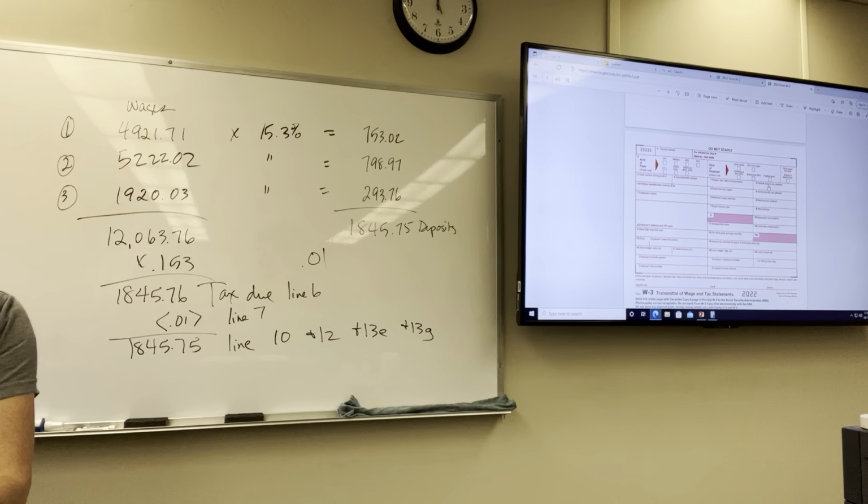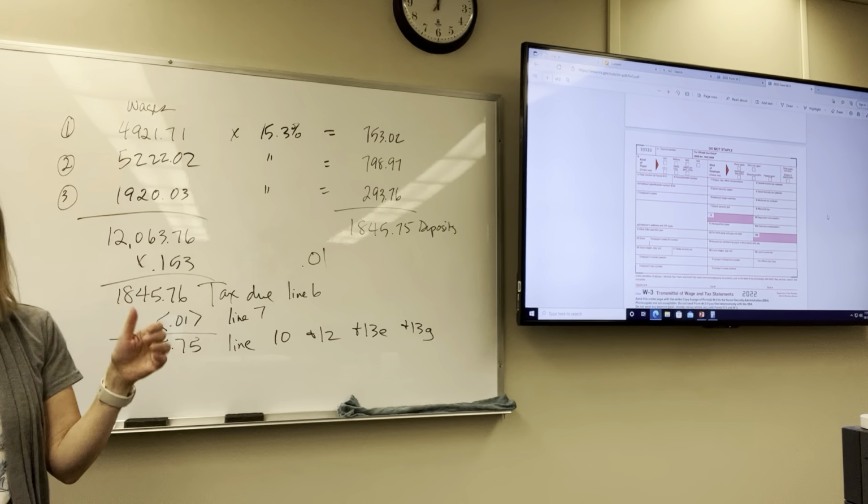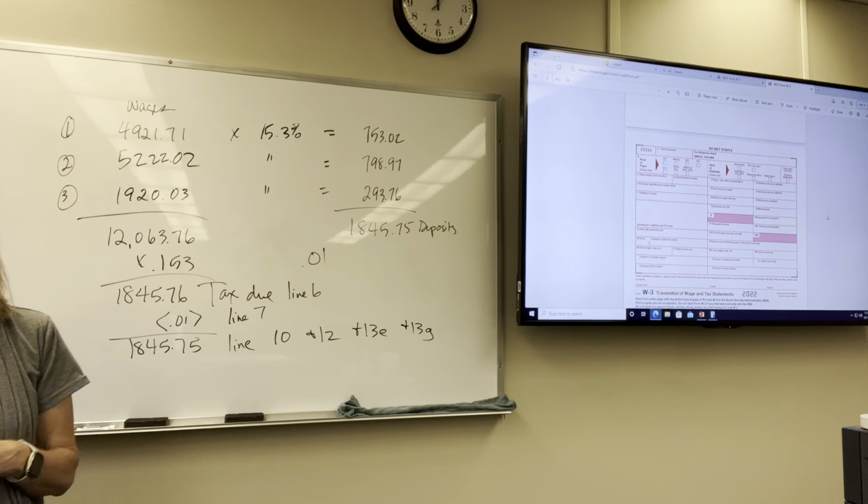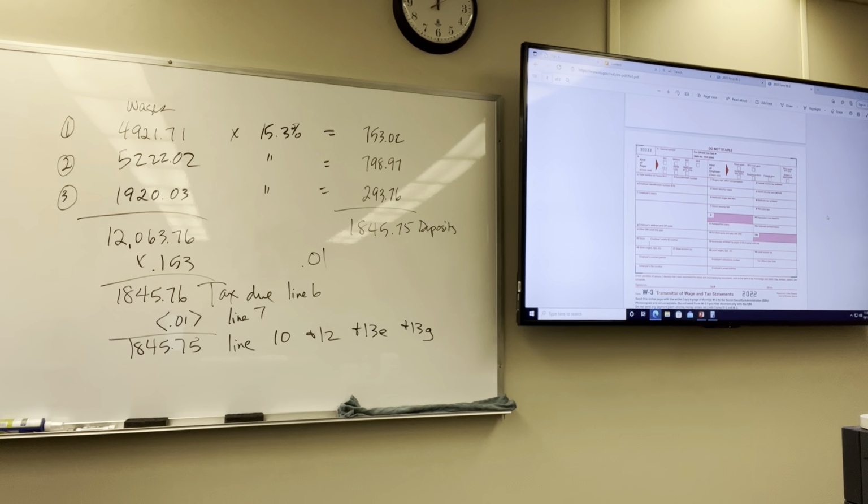Now you're not taking the information from the 941 to fill out the W-3. That information is actually being extracted from the sum of all of the W-2 forms. It's just that they have to match. Okay, they have to be equal. And again, that's done at the end.